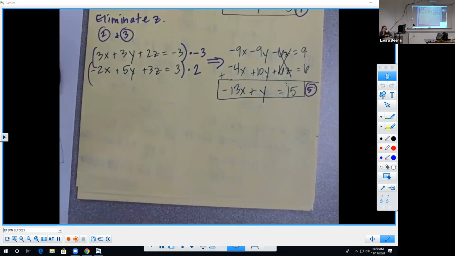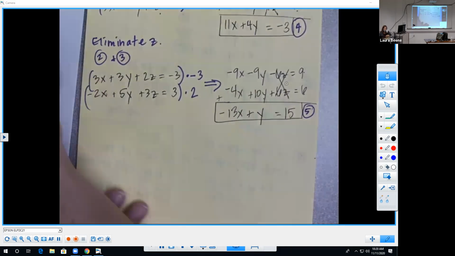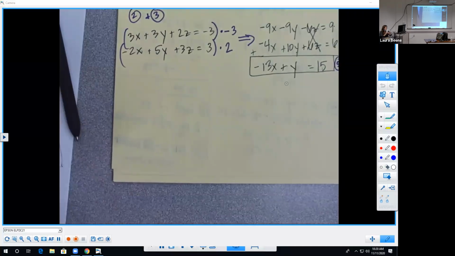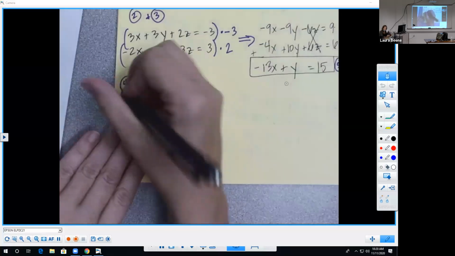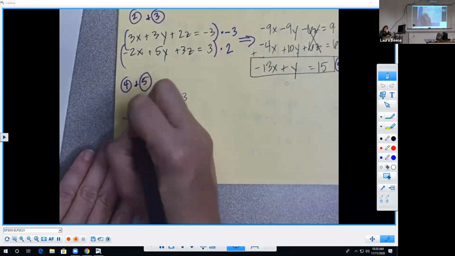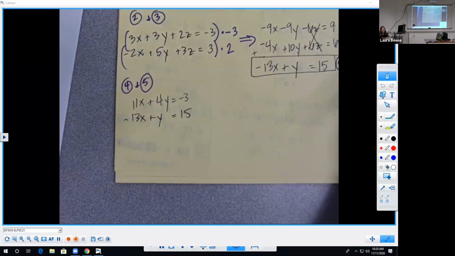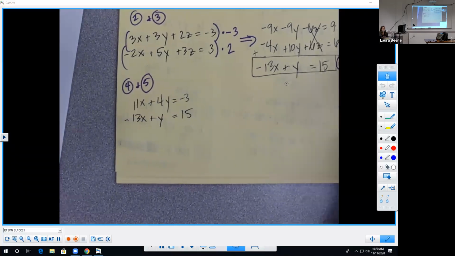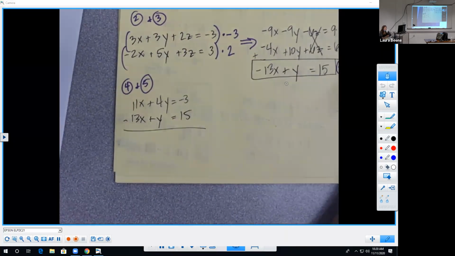But I did step 1 now. Step 1 is get 2 equations with 2 variables. I have 2 new equations that have 2 new variables. So my 2 new equations, equation 4 and 5, are 11x plus 4y equals negative 3, and negative 13x plus y equals 15. So now I want to solve that. Once I get an answer, an x or a y, then I can just back substitute all of it to get all the answers.